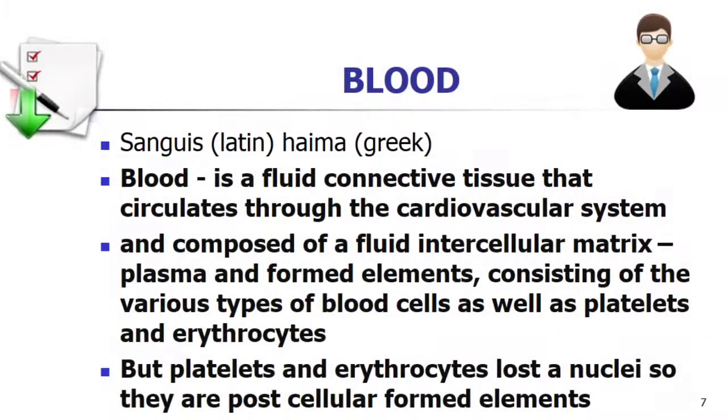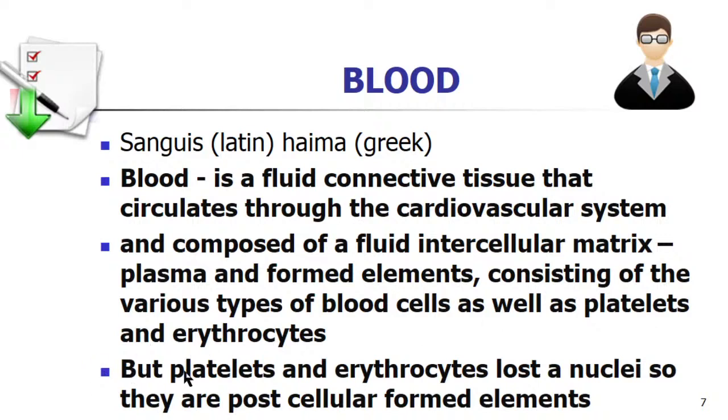Blood, in Latin sanguis, in Greek hema, full definition. Blood is a fluid connective tissue that circulates through the cardiovascular system and is composed of the fluid intercellular matrix, whose name is plasma, and formed elements consisting of the various types of blood cells as well as platelets and erythrocytes.